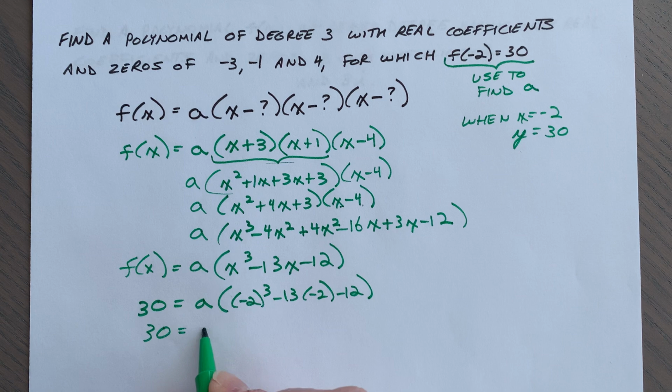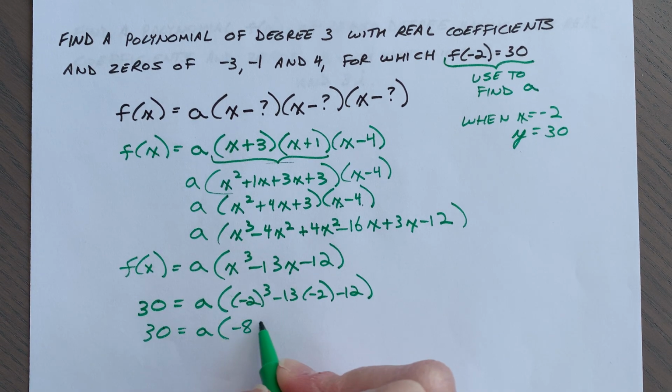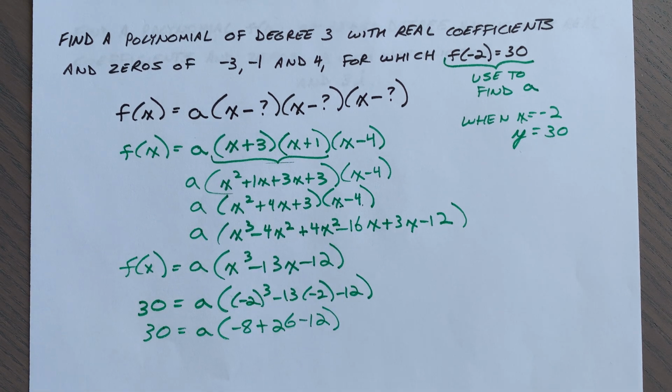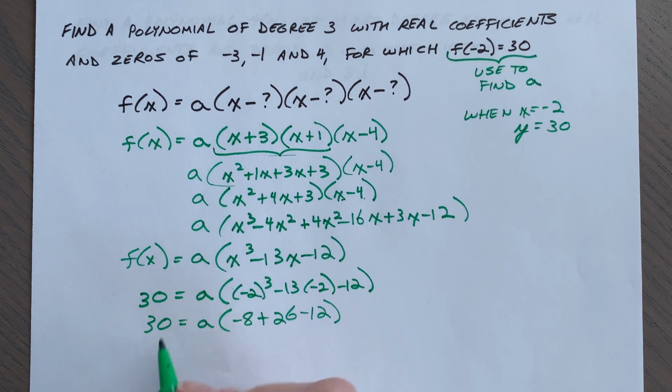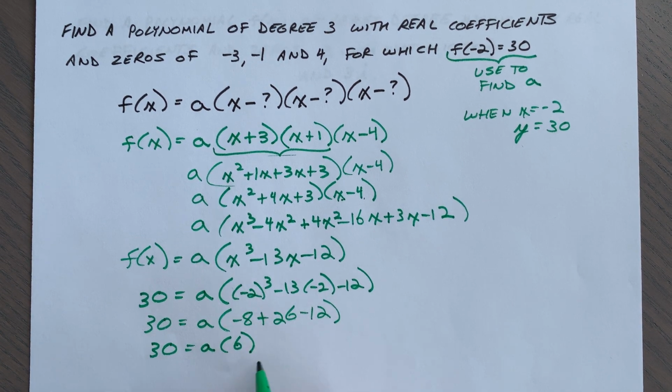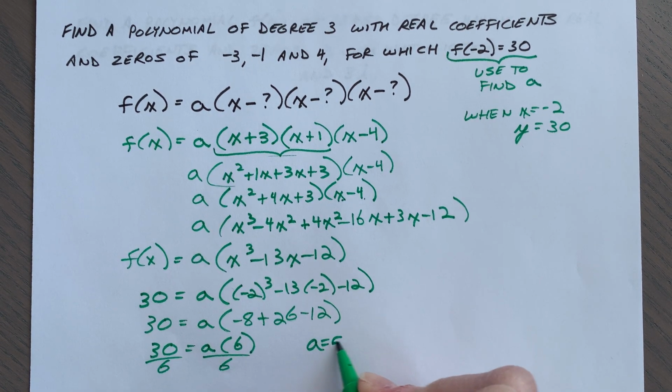So 30 equals a times negative 8 plus 26 minus 12. Negative 8 plus 26 minus 12 gives us 6. So we have 30 equals a times 6, and we can divide both sides by 6 to reach a equals 5.